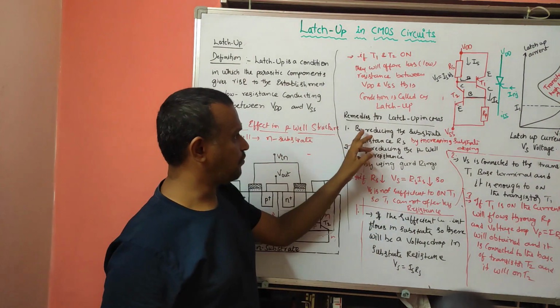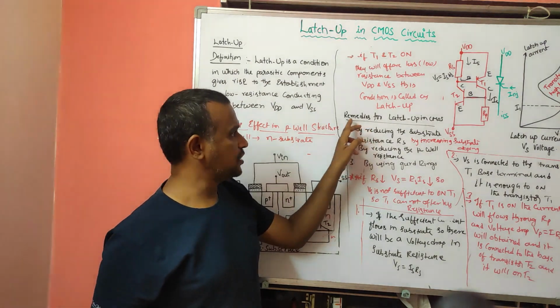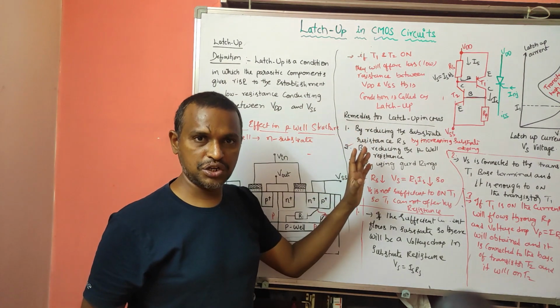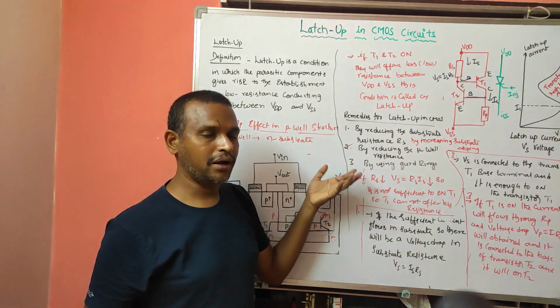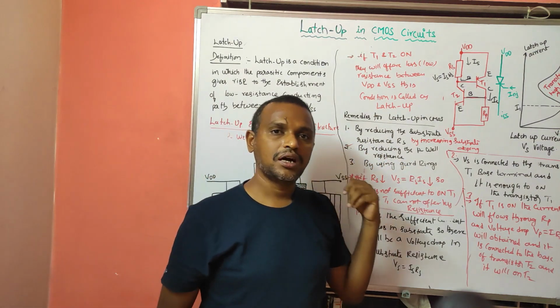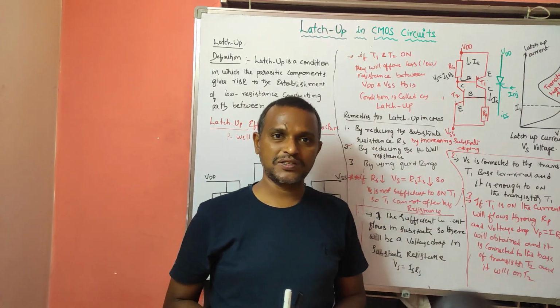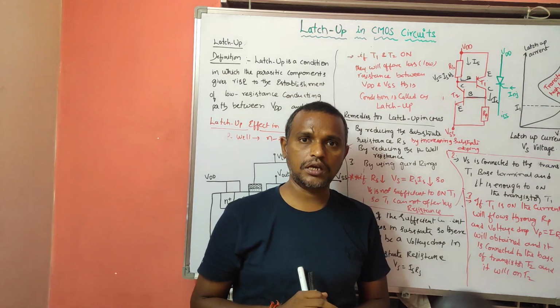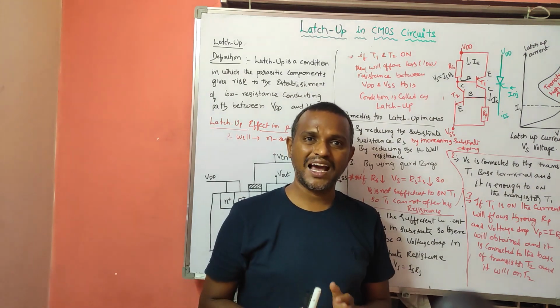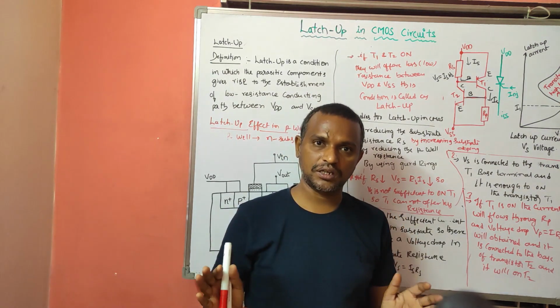And we can avoid this latch-up condition by reducing the resistances Rs and Rp, and at the same time by using the guard rings in the CMOS circuits. So this is about the latch-up condition in CMOS circuits and its remedies.